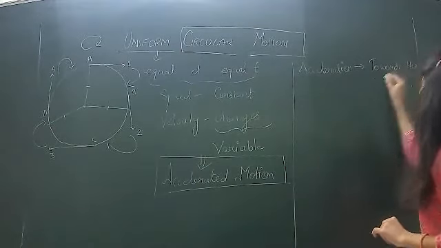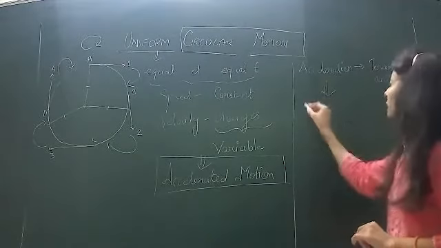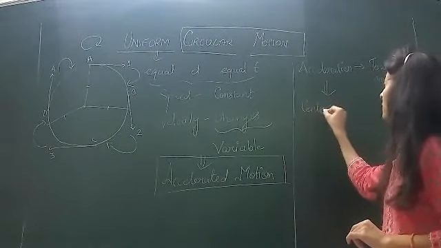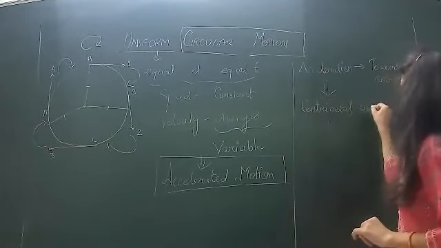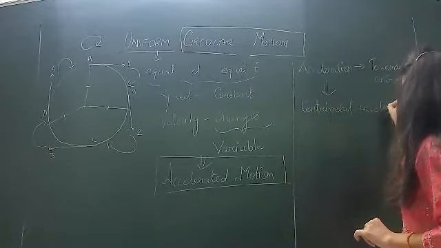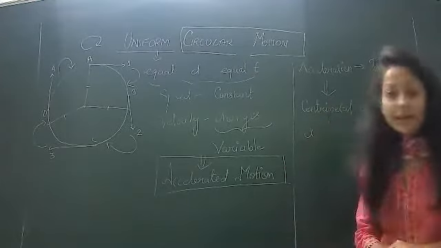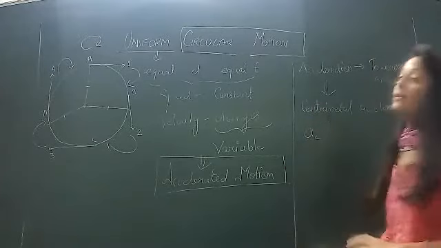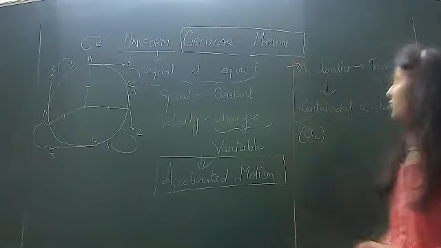And since it is directed towards the center, it is called centripetal acceleration. Centripetal acceleration is represented by a_c, A for acceleration and C for centripetal. This is the representative of centripetal acceleration.